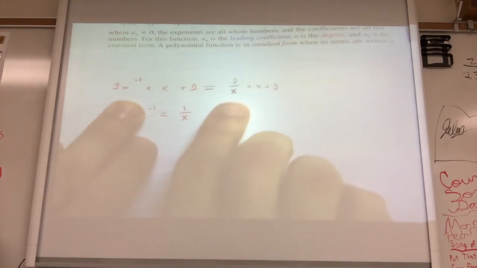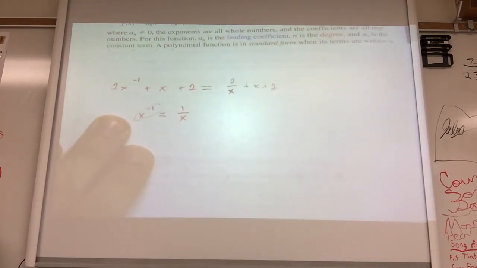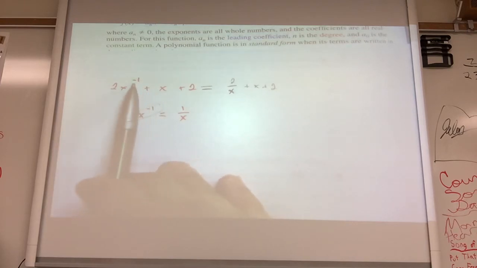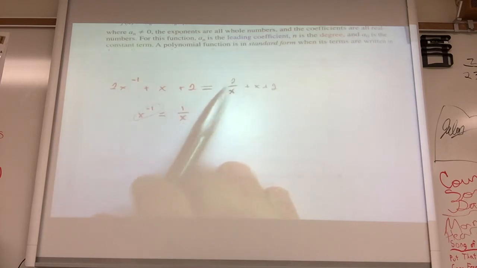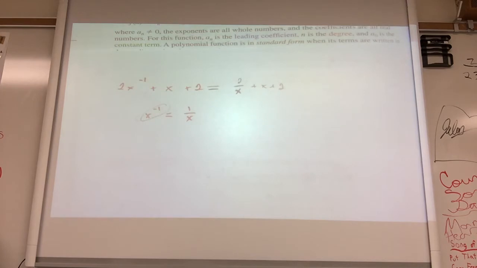So really what you're looking for that's going to cause something to not be a polynomial is if you have a negative exponent or if you have a fraction. Another thing that you could be looking for potentially is if you have some kind of decimal as in the exponent.